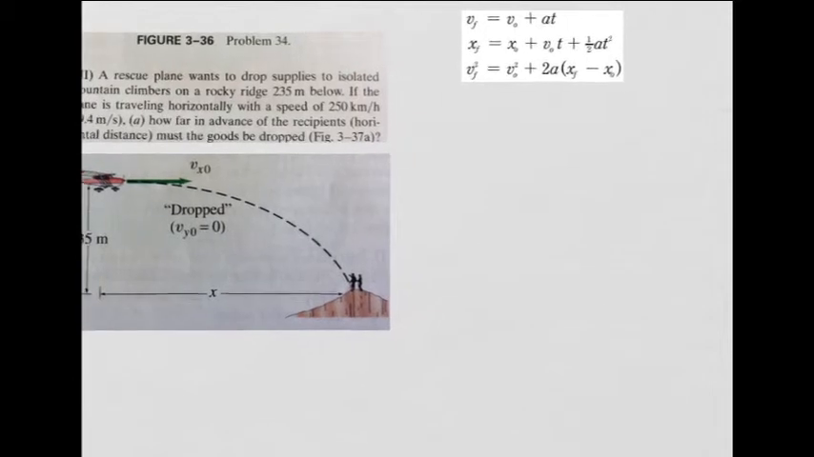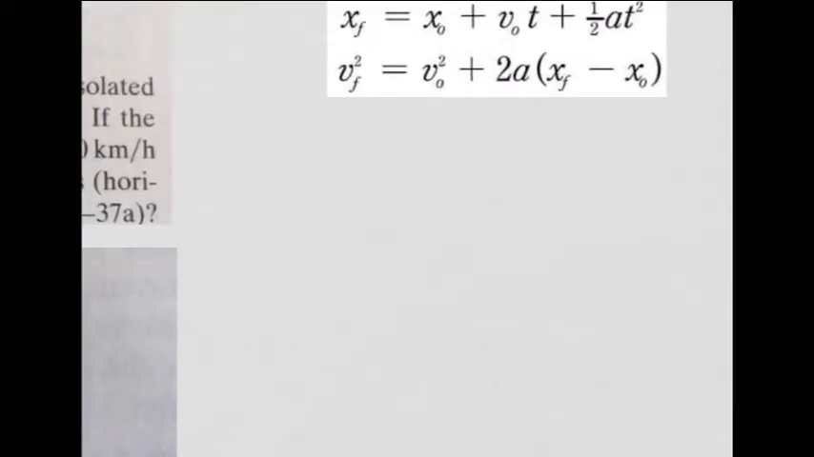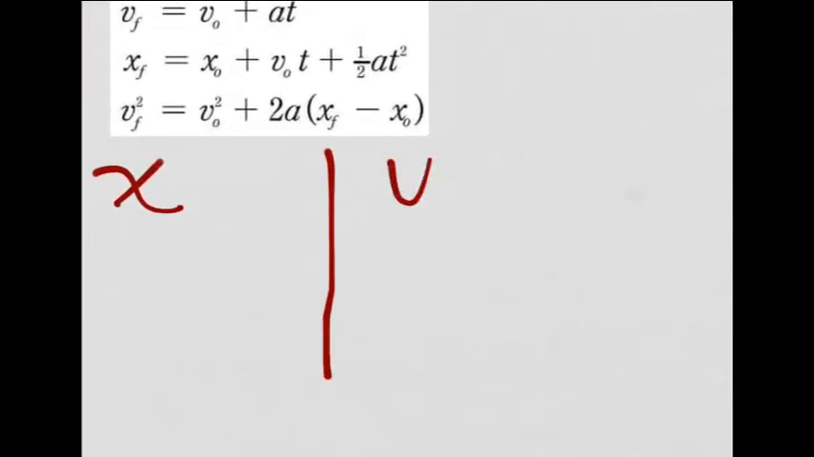So here we have some kinematic equations. First thing we want to do is find time. So actually, first let's write out our box that tells us all our information. Okay, so we have the X side. Oh, that's too big. Let me zoom in. We have the X side, and we have the Y side.